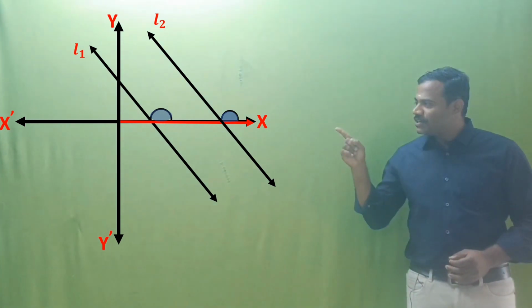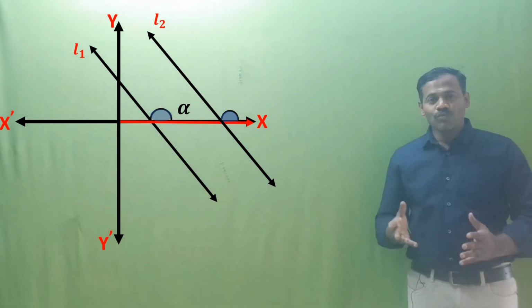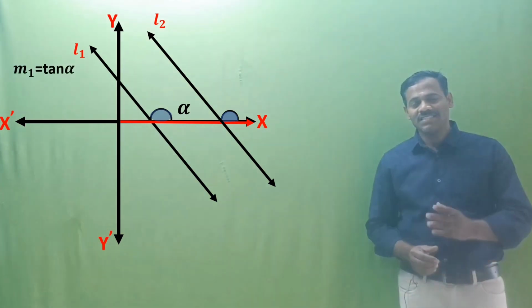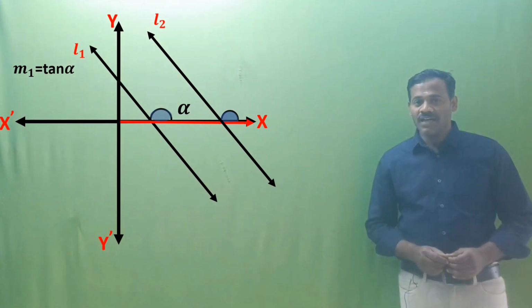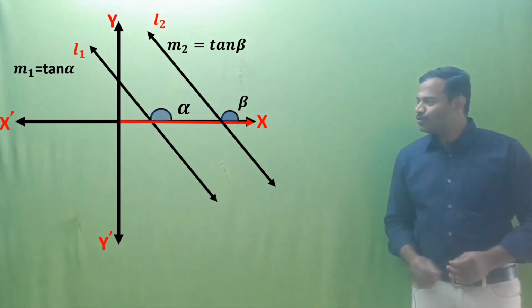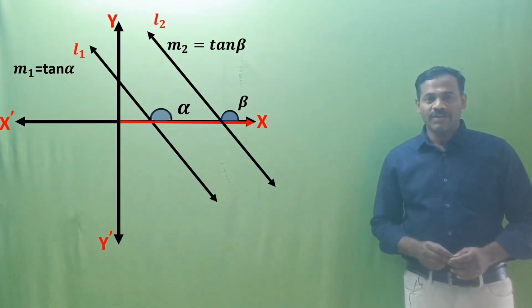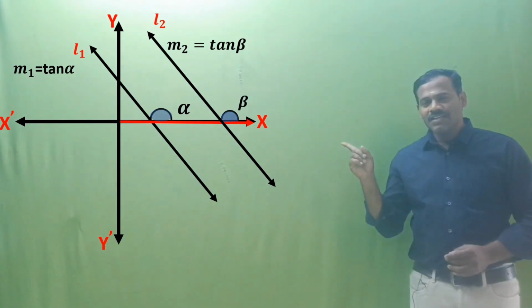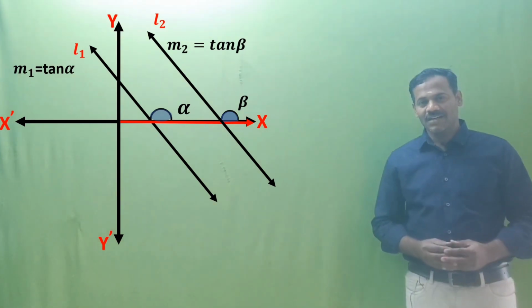And the inclination of the first line let us assume as alpha. And what about the slope of the line? Yes, it is tan alpha. If the inclination of the second line is beta, then what about the slope of the line? Yes, it is tan beta. So m1 is equal to tan alpha and m2 is equal to tan beta, and we know that the inclination will be in the positive direction of x-axis, right?